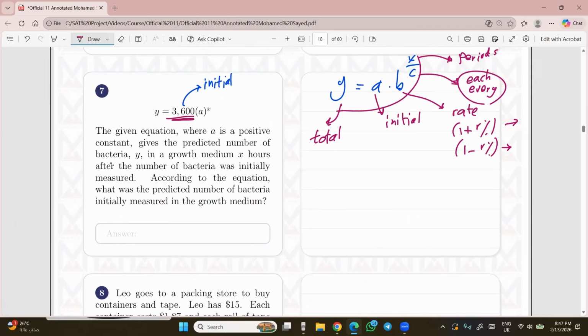3,600 is our number. That's the only number written in the question. The given equation, where a is a positive constant, gives the predicted number of bacteria, y, in a growth medium x hours after the number of bacteria was initially measured. According to the equation, what is the predicted number of bacteria initially? Look, initially. Initially means this number that comes as a coefficient without an exponent, so the number is 3,600. So the answer is 3,600 for this word initially. Most of the questions related to the exponential function are always about keywords.